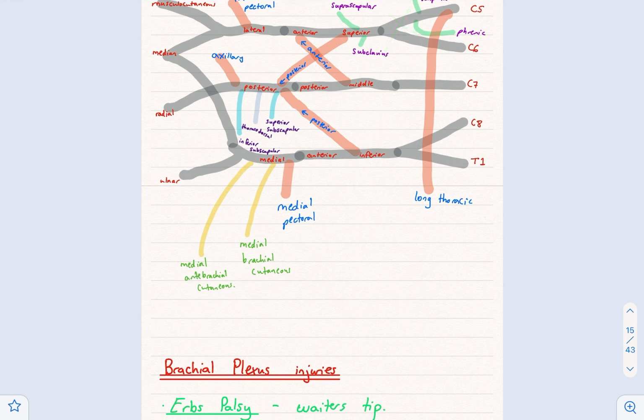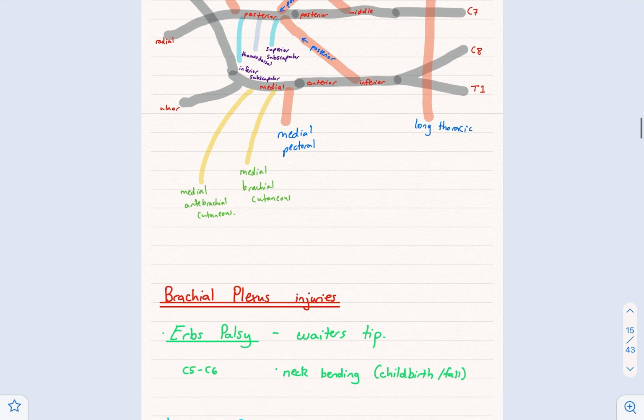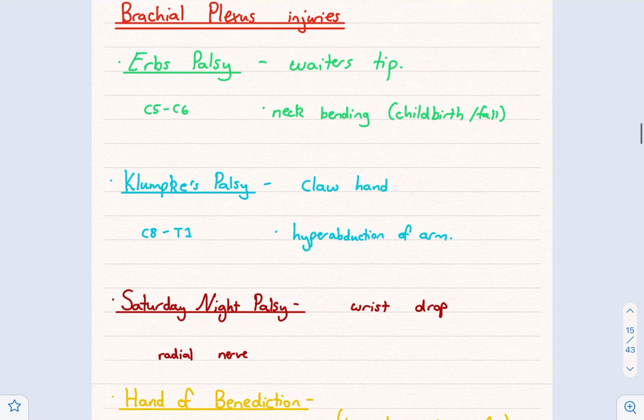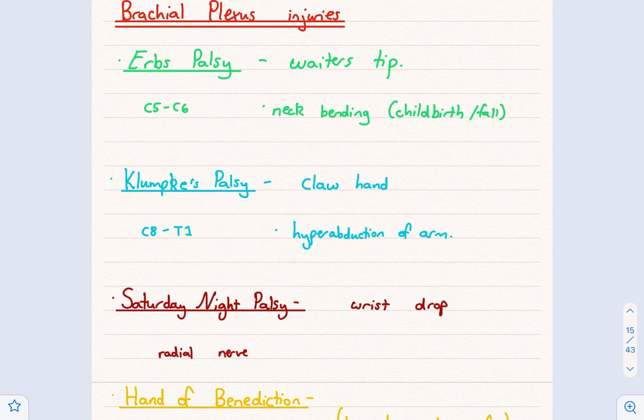So if there's a level at C5, what would be affected? What would that look like? Because you know that if this isn't working, then none of this is going to be working. And if none of that is going to be working, what muscles do these then supply? And from that, you can then figure out, oh, okay, that's why it looks like this kind of pathology or whatever. So, Erb's palsy, C5, C6, that's what's affected.